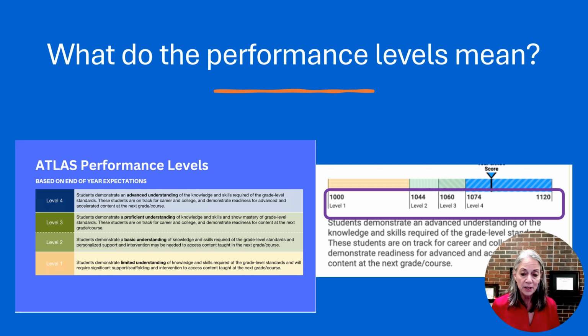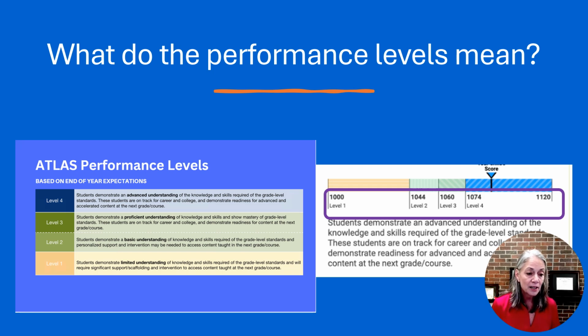And each of these performance levels that I have listed here also gives you a hint about what your child may need. So if my student, like in this example, is advanced and has an advanced understanding of the knowledge and skills required of the grade level standards, these students are on track for college and career, and they demonstrate readiness for advanced and accelerated content. So that's important. If your child is there, then you would hope to see that they are engaging with either deeper enrichment of the grade level standards, or actually accelerating to higher grade level standards. So this also gives you information to help you advocate for the needs of your child in the classroom.